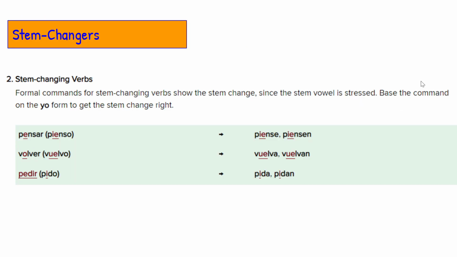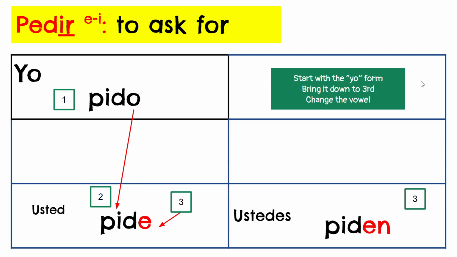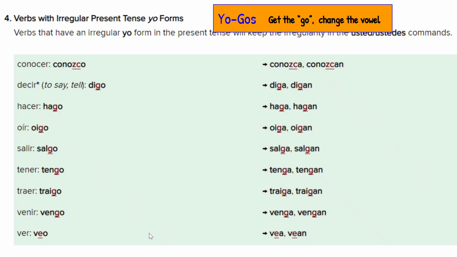When we have stem changers, we do need to make the stem change. Stem change happens in the third person singular and plural, right? So we're going to follow our same pattern, start with the first person just in case there's something weird going on there. Bring it down and change to the opposite vowel. Original vowel should be pide, opposite vowel, pida. Same with the plural, pidan. We've changed it to command now.